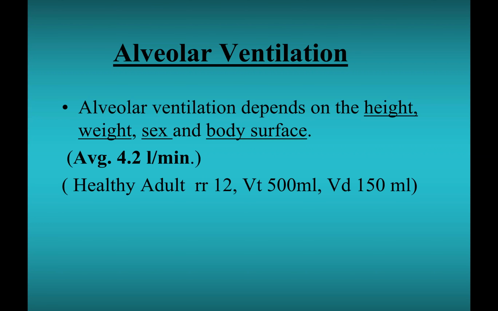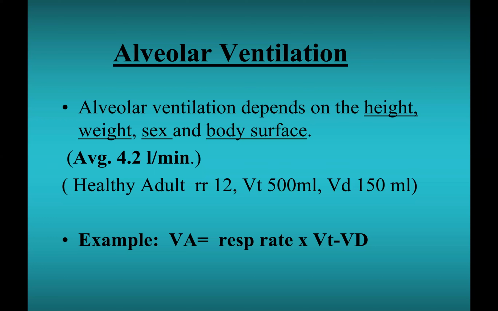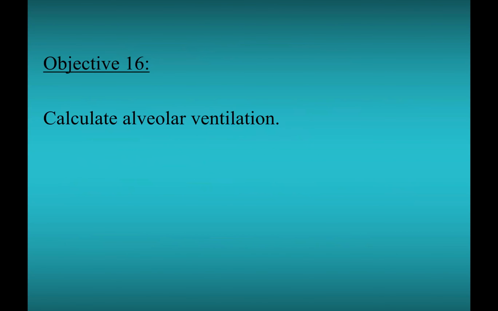And if you were to use normal values, a healthy adult with a respiratory rate of 12, tidal volume 500 mLs, and physiologic dead space of 150 mLs, you will be able to plug in this information and come up with your patient's alveolar ventilation to see how well they're ventilating. So VA equals respiratory rate times, in parentheses, tidal volume minus dead space. So really there should be parentheses here. You're going to do this part first, take the tidal volume minus the dead space, and then multiply it by your respiratory rate. So let's see how that looks.